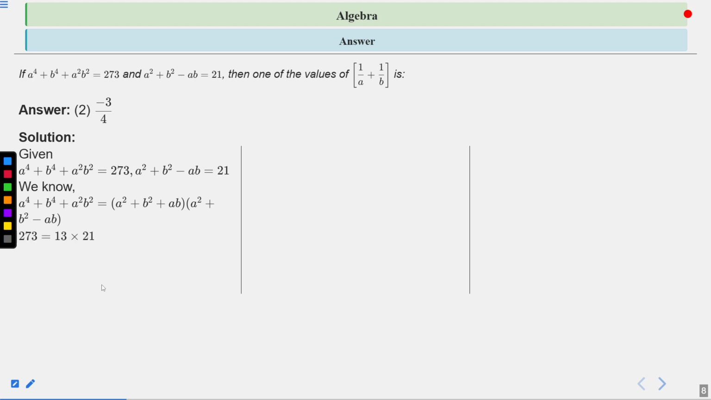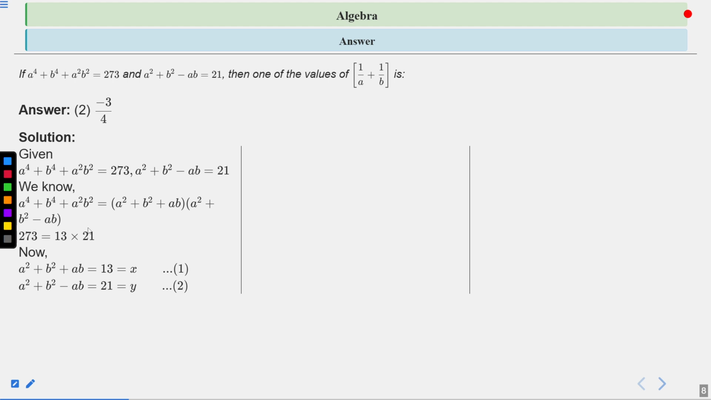So we know that a to the power 4 plus b to the power 4 plus a square b square is 273, and it is also known that a square plus b square minus ab equals 21. So when we put the value, we can see that a square plus b square plus ab will become 13, because 273 is the multiplication of 13 and 21. So a square plus b square plus ab equals 13, or we can say x. This is our first equation.